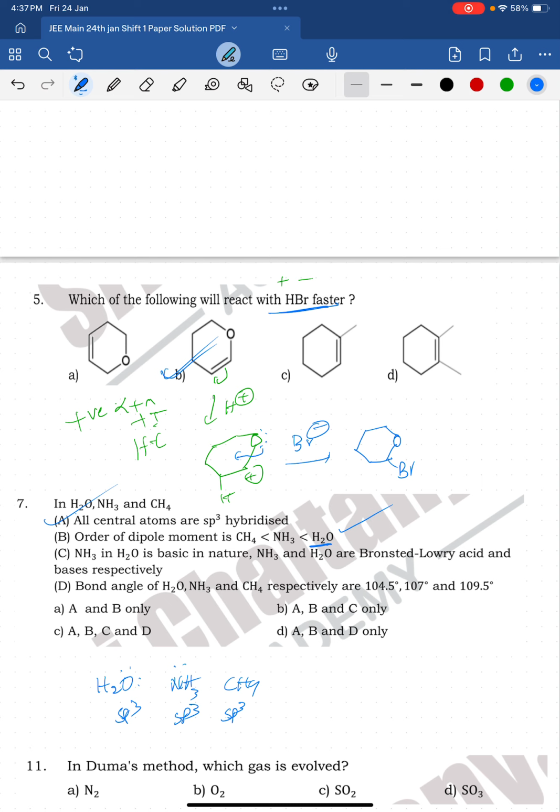NH3 in H2O is basic in nature. For NH3 and H2O as Bronsted-Lowry acid and base, they gave ammonia as Bronsted acid; no, that should be base. When NH3 reacts with water you get NH4 plus and OH minus. Here it is an H plus acceptor, so it is a base. This is a wrong statement. The bond angle order for H2O, NH3, CH4 is the correct value from NCERT data. So your answer is ABD.